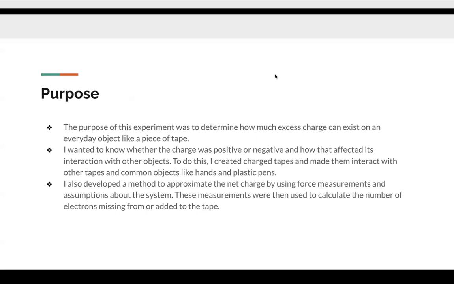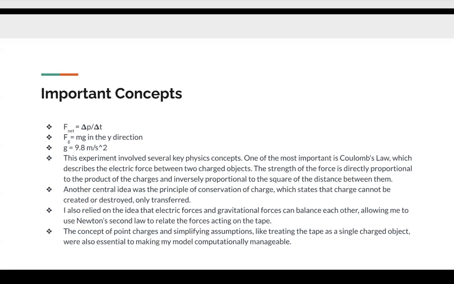Important concepts are that the net force is the change in momentum over the change in time, and that the gravitational force is m times g, where g is the acceleration due to gravity in the y direction, and that value of g is 9.8 meters per second squared. This experiment involves several of these concepts.